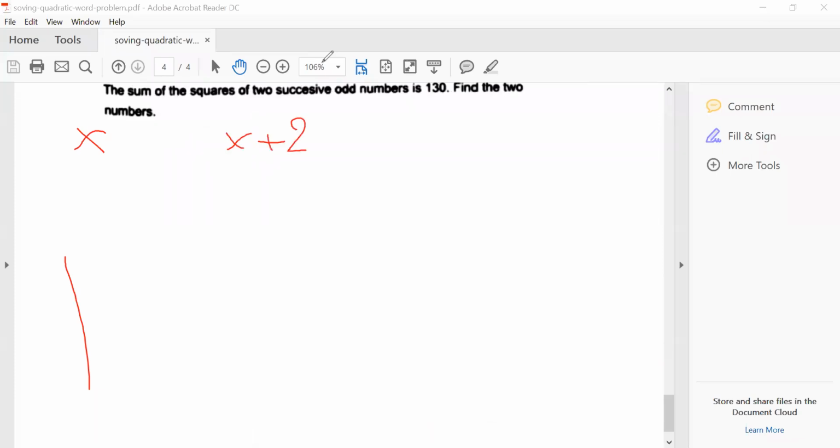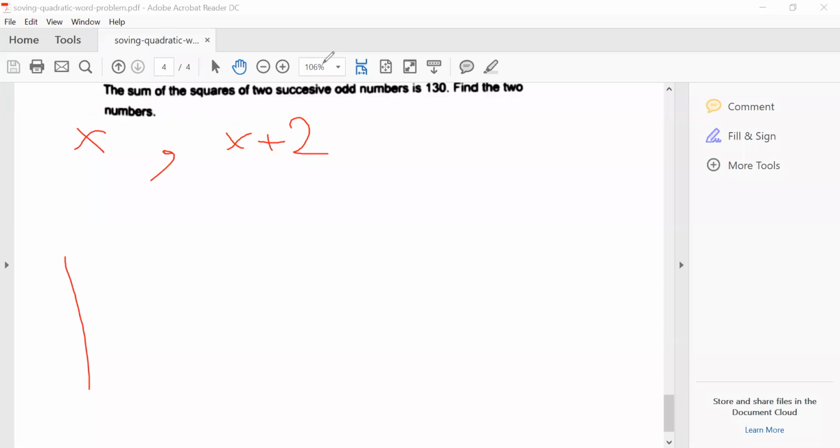Why? Because if you put x plus 1, the next number will be even, not odd. If you consider x as 1 and add 1, you get 2, which is the consecutive number after 1, and then 3. If you want successive odd or successive even numbers, one of them is x and the other will be x plus 2. So the two numbers for me are x and x plus 2.